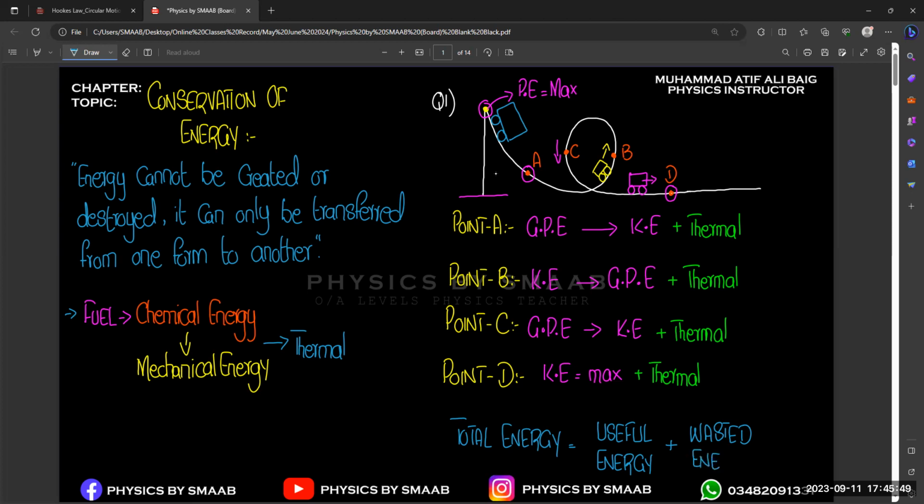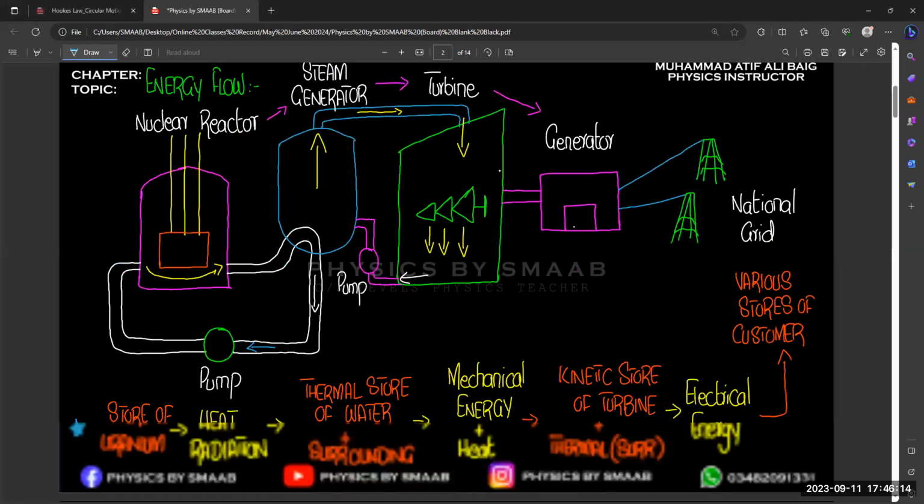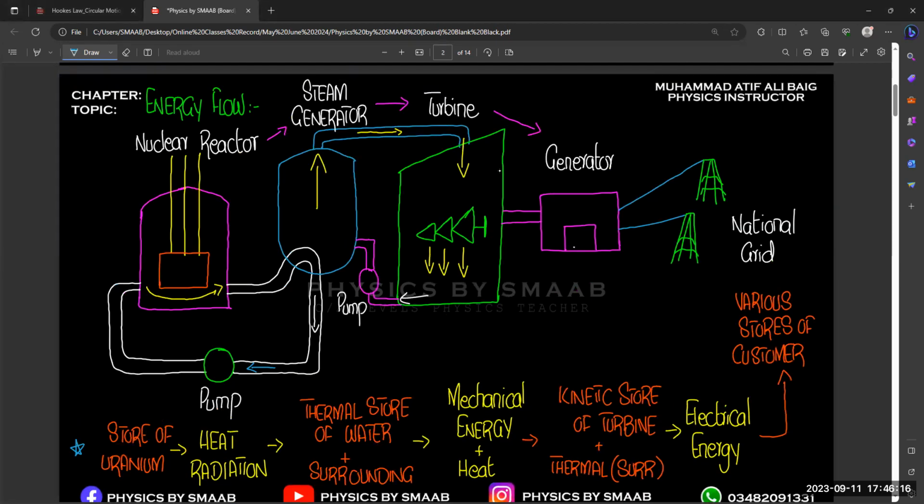Okay, clear? Any confusion? Basically, this chapter is very much simple because it is related to daily life examples, and you just need to relate the type of energy with your example. Then it is very easy and a very basic concept. So this is the concept of conservation of energy plus the energy flow diagram. Okay, any confusion?